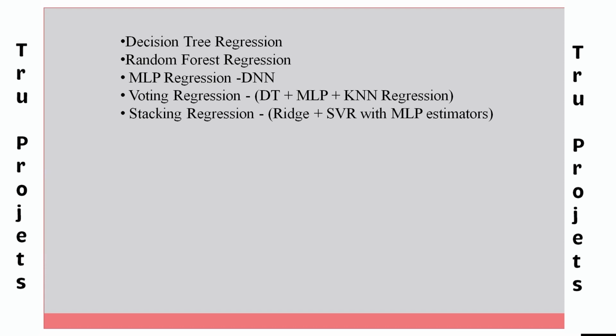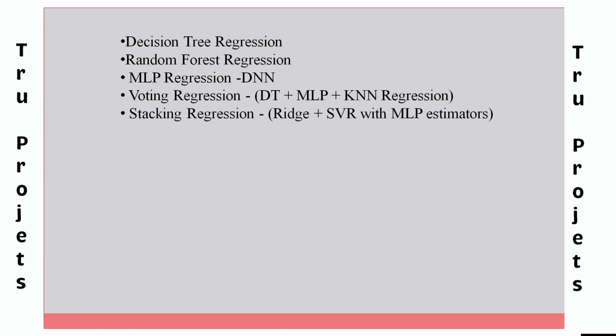MLP regression, DNN. Multi-layer perceptron. MLP regression, a form of deep learning using a multi-layer perceptron, is employed to capture complex patterns in the data. Deep neural networks, DNN, are known for their ability to model intricate relationships. This module explores the potential of DNN in predicting SPEC benchmark performance.